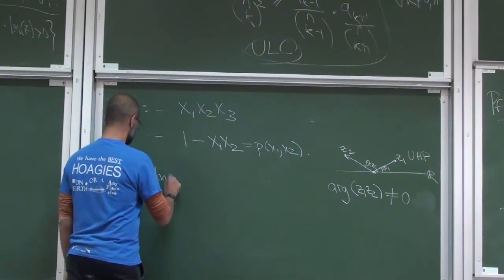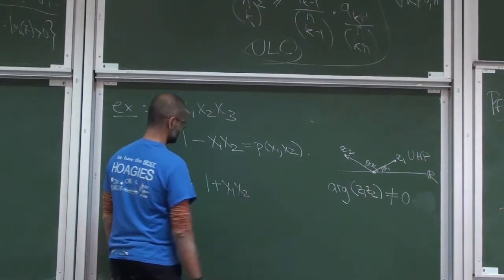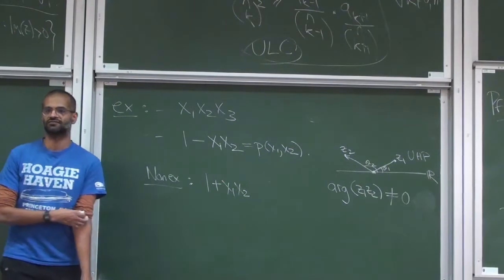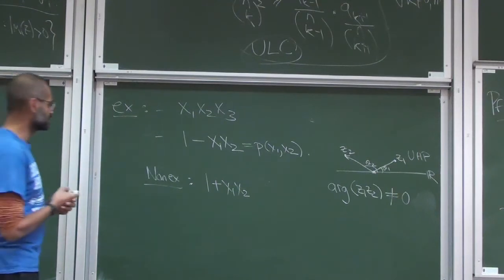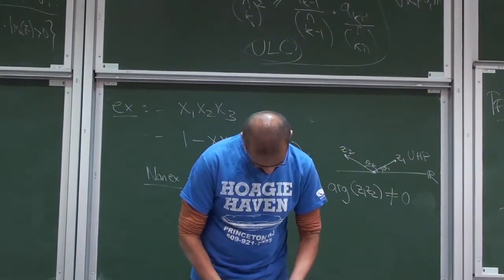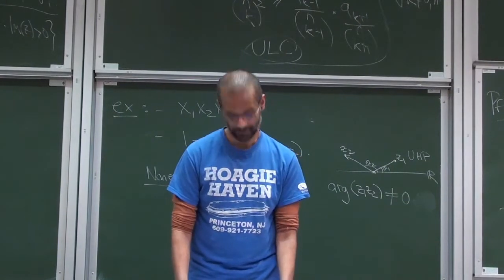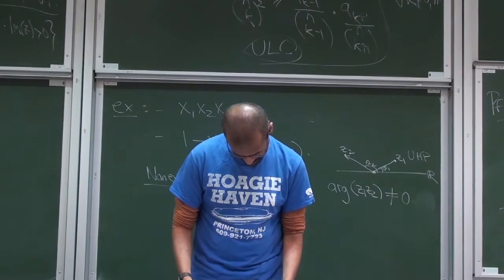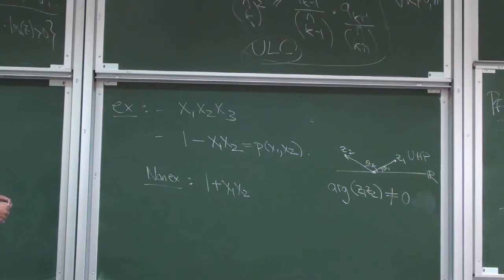Maybe a non-example is the polynomial 1 plus x1. Right? Why is this not real stable? Minus i. You just plug in i. Okay. What else is there? Okay, so those are some examples.